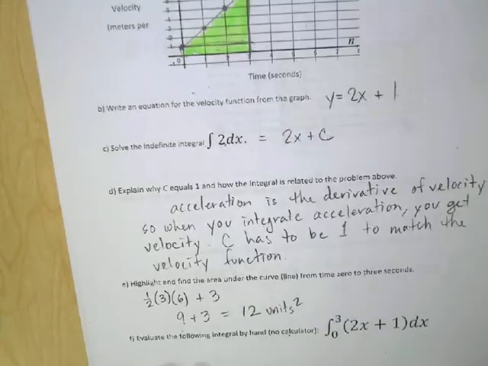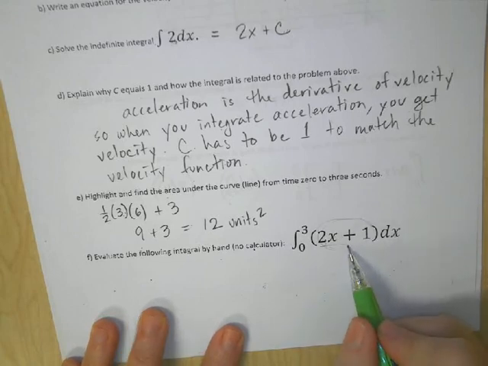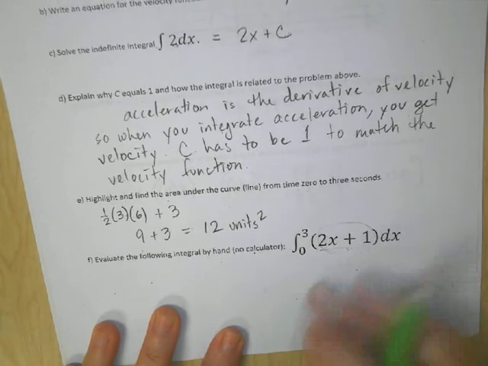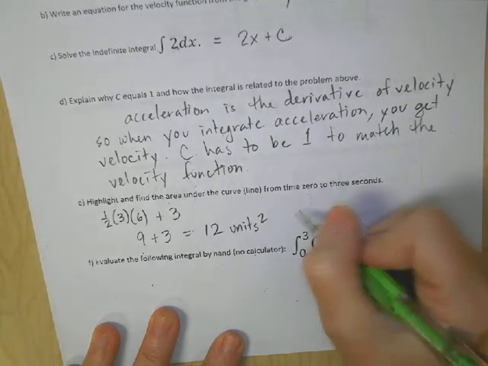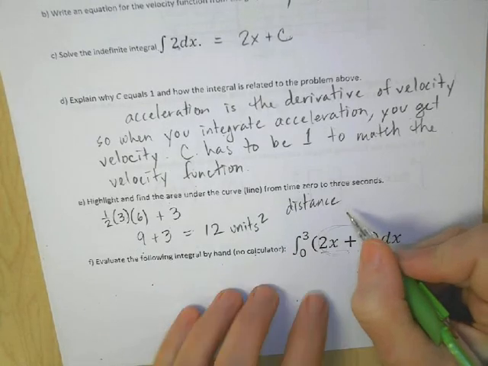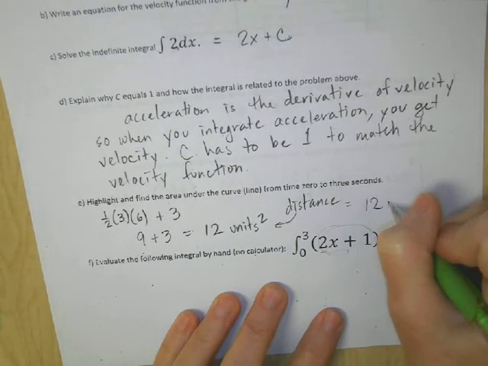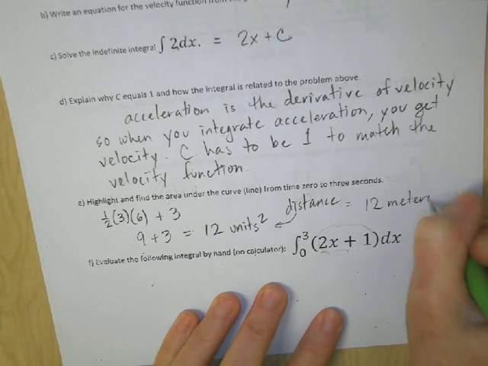Evaluate the following integrals. So notice here, this is my velocity function. So my velocity function, if I find the area under my velocity function, what's that going to give me? Total distance. Okay, so this is actually my total distance. Since the area under a velocity curve is distance, I'm actually going to say this is 12 meters. The distance is actually 12 meters.